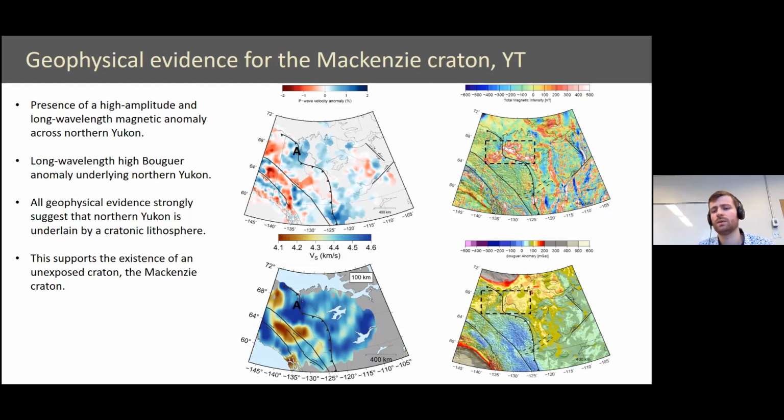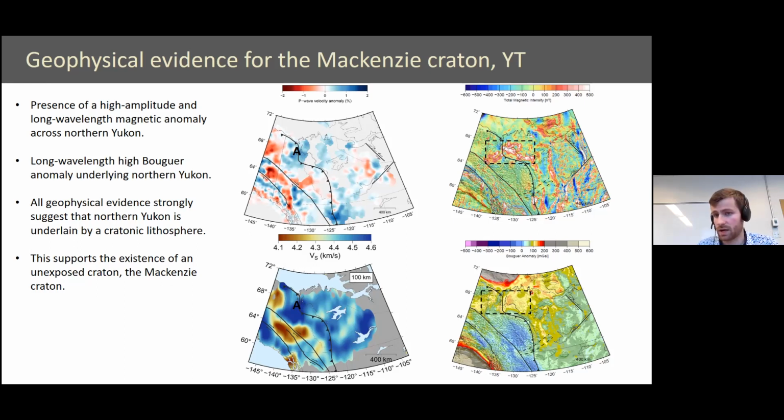And so when we put all that evidence together, we have high velocities in this region, greater than 4.5 kilometers per second for shear wave velocities. We suddenly have a denser crust, a more mafic crust. We have a mechanically strong lithosphere in this region from the regional magnetic studies. So they all point toward the fact that the northern Yukon is underlain by a cratonic lithosphere. And so that would support the existence of an exposed craton in the region.